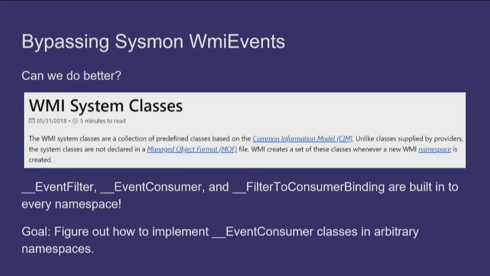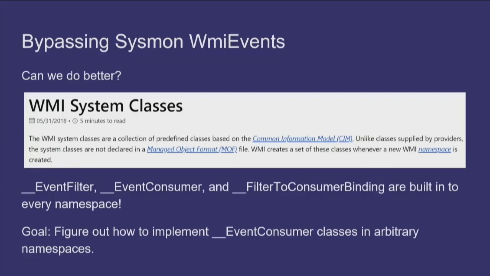So I was reading some documentation, and this one came up. And it turns out that every namespace in WMI is automatically populated with system classes. So a system class is any class that starts with underscore underscore, three of which are event filter, event consumer, and filter to consumer binding. Now, what you don't get are the standard Microsoft event consumers, which would be like ActiveScript event consumer, command line event consumer, and various others. So that's a problem, that we don't have those exposed to us in a non-standard namespace. So what do we do?